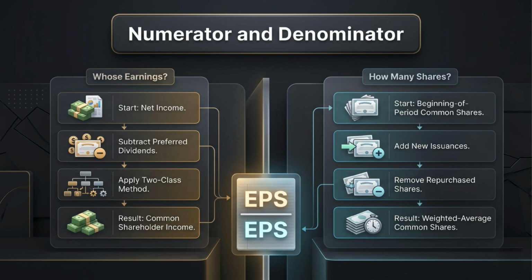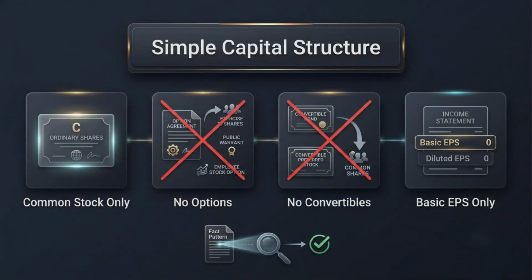EPS rewards clean thinking and punishes messy mixing. A simple capital structure means there are no instruments that could become common shares and dilute existing shareholders. In a simple structure, the company may have common stock and possibly non-convertible senior securities, but no options, no warrants, no convertible debt, and no convertible preferred stock.